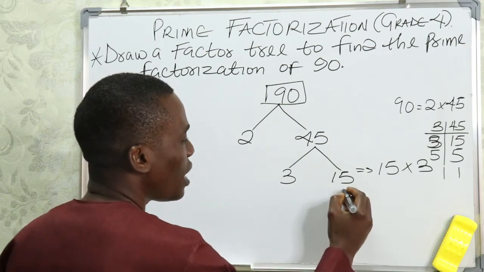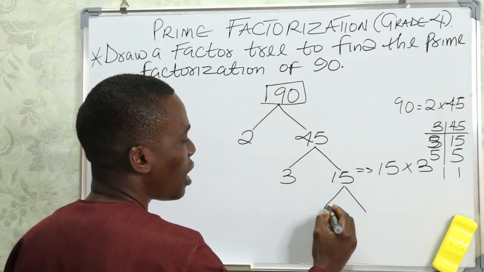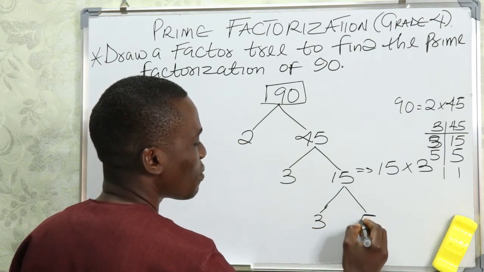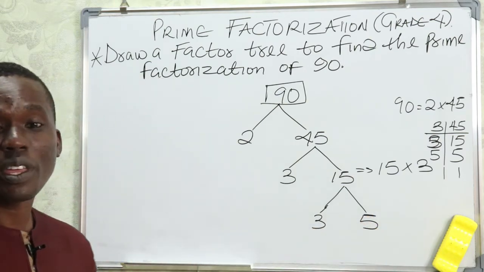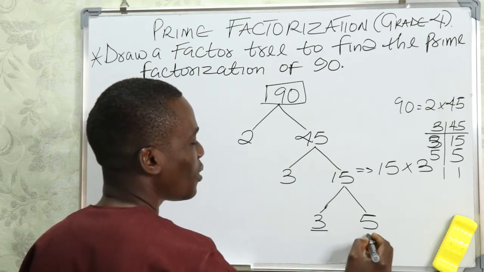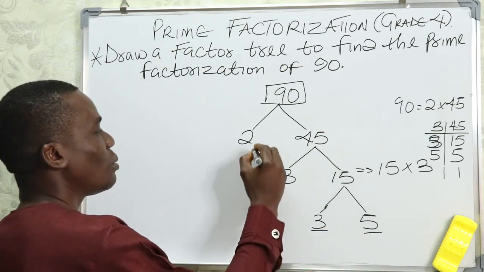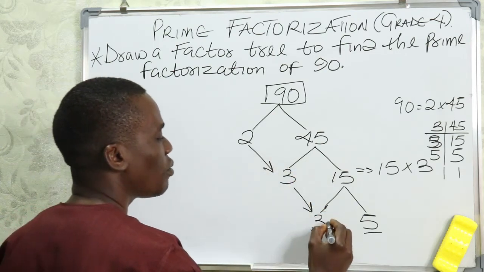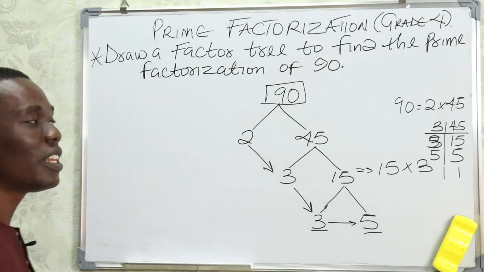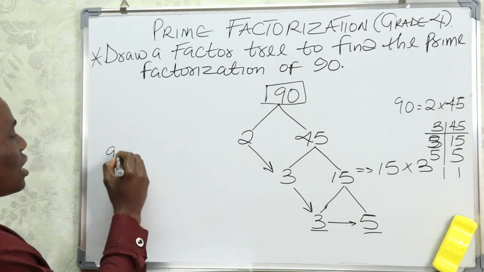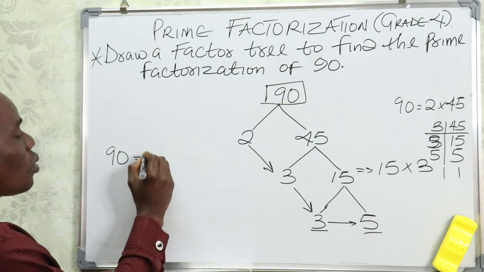So we have to make 15 become a prime factor. So 3 times 5 will give us 15. So now do you notice that this is a prime factor and this is a prime factor? So the product now will give us this, will give us this, and will give us this.